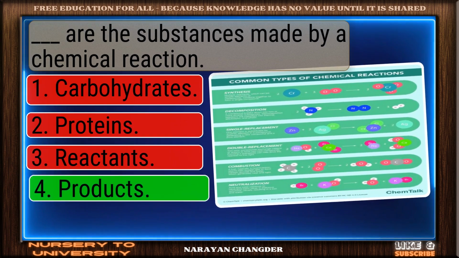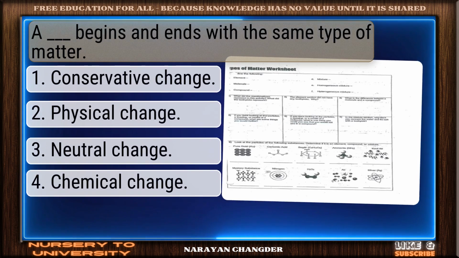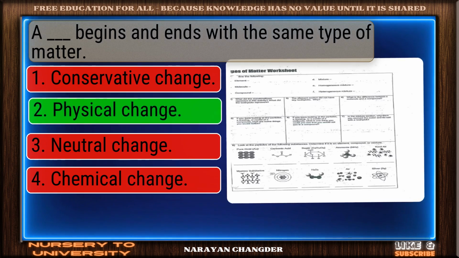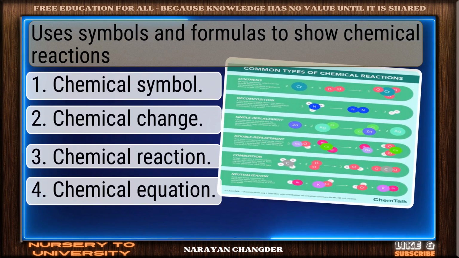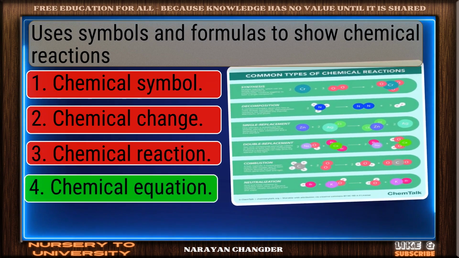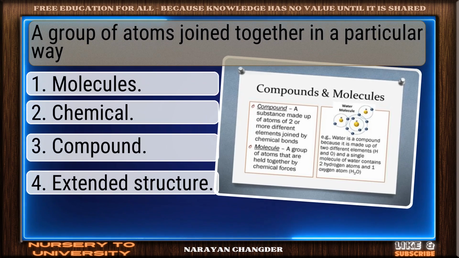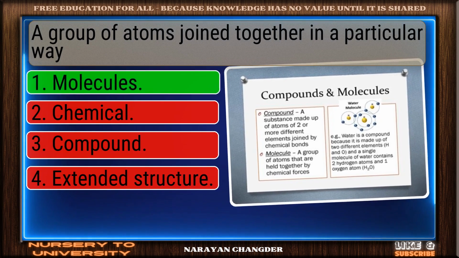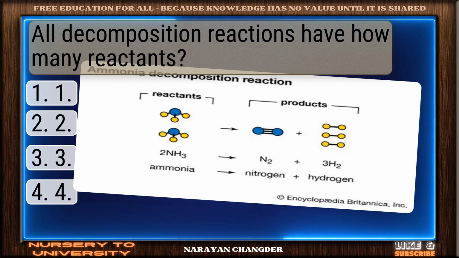Correct response, products. A ___ begins and ends with the same type of matter. Thoughtful answer, physical change. Uses symbols and formulas to show chemical reactions. Solid response, chemical equation. A group of atoms joined together in a particular way. Confident and correct, molecules. All decomposition reactions have how many reactants?